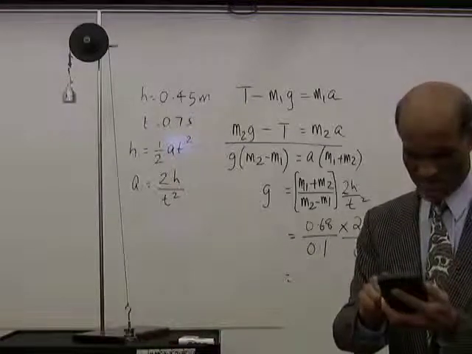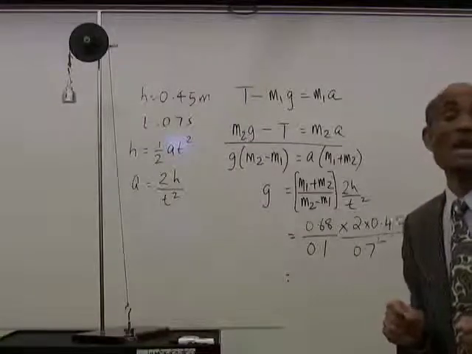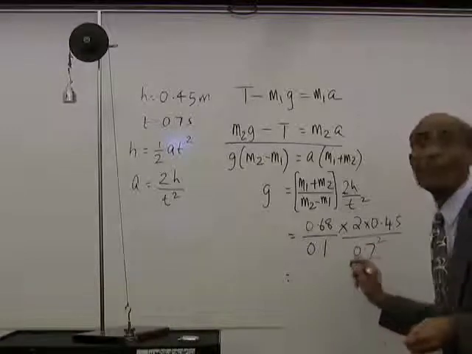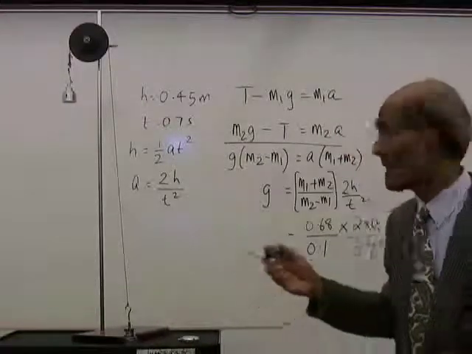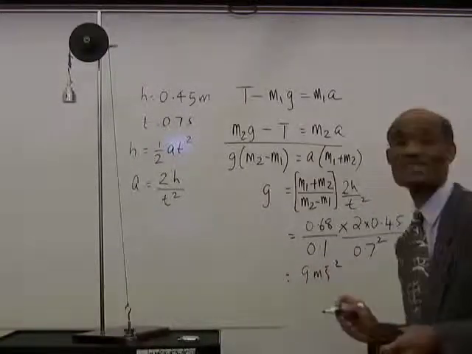it gives me about 8. So, well, if I take an average of 0.7 and 0.9, I get 0.8. And that will give me close to 9 meters per second squared.